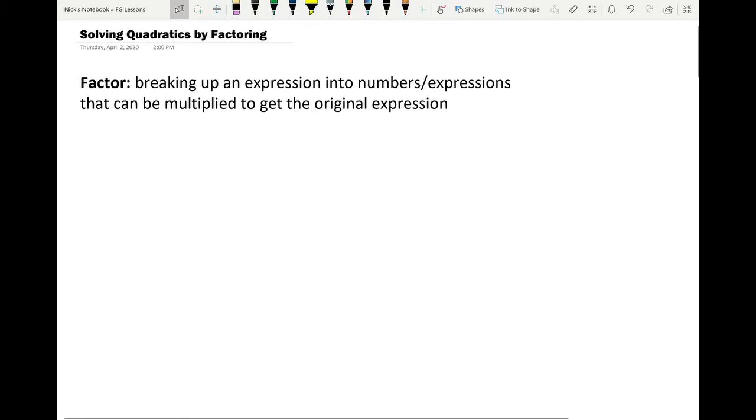Let's go straight into the math. So we're going to talk about solving quadratics by factoring. And if we remember, factoring is really just breaking up an expression into numbers or other expressions that can be multiplied to get the original expression.